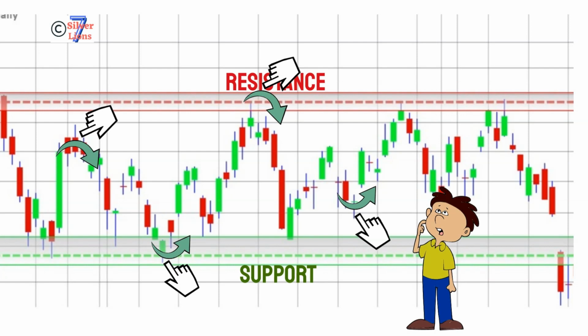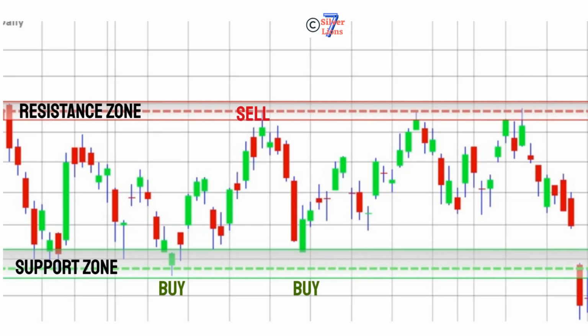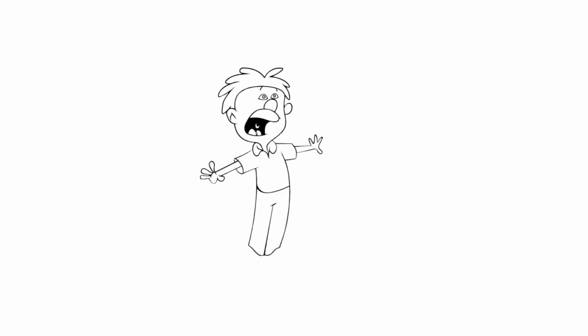Support and resistance levels are not just lines, they are referred to as zones. Once you can identify an area of support or resistance zone, this area can be used as potential entry or exit points. The market's price actions are always associated with people's psychology.